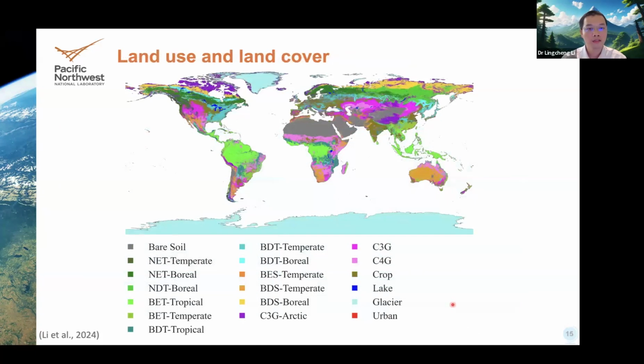Here is a global view of the 1 kilometer land use and land cover data for the year 2005. You can see the detailed distribution of different plant functional types and also land use categories like glaciers, lakes, and also some cities, urban areas.